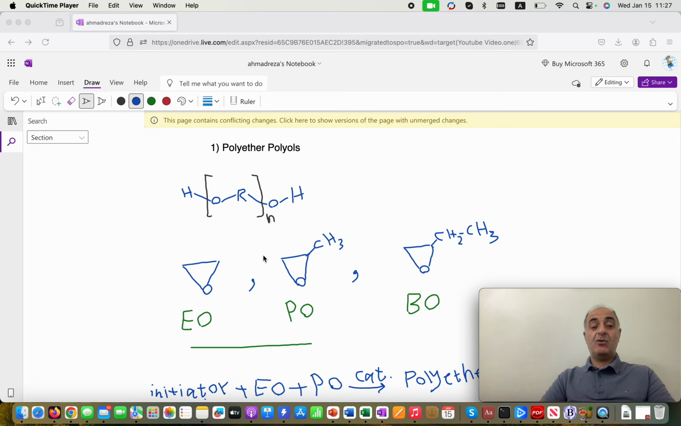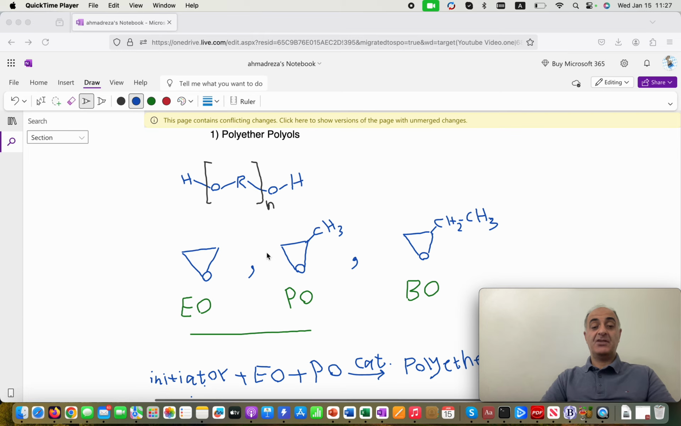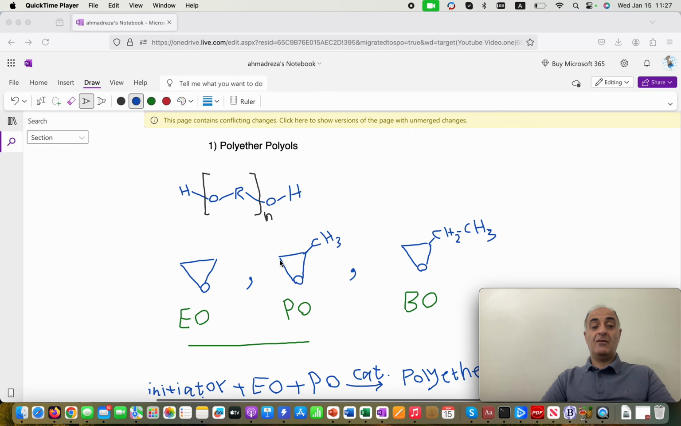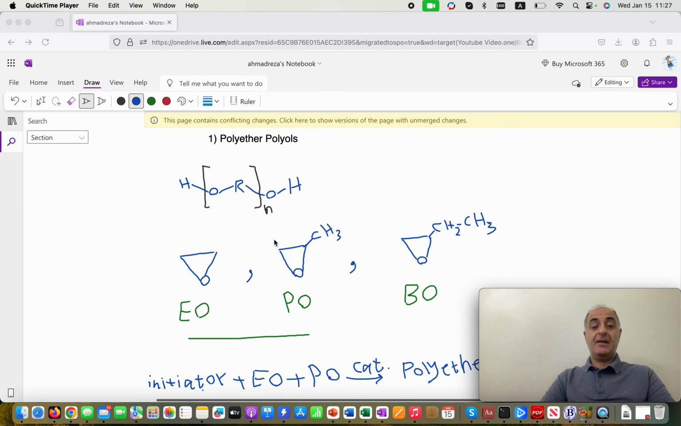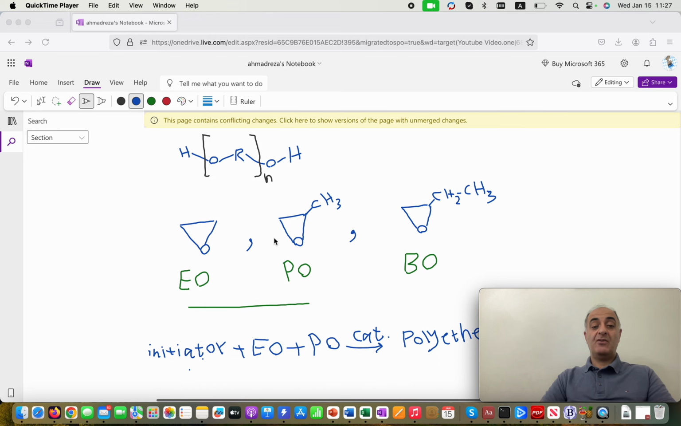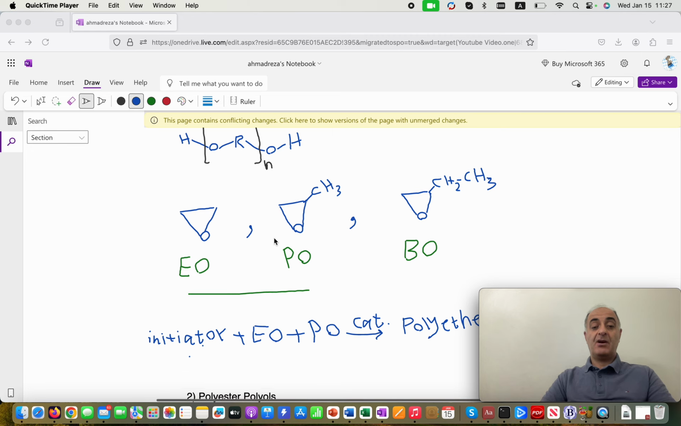And these polyether polyols are very good for flexible products like flexible foams, and they are good for low temperature application. For example, in shoe sole, for the low temperature application, you can use the polyether polyol as well. But the weak point of the polyether polyol is their low resistance against fire, against chemicals, and against oxidations.